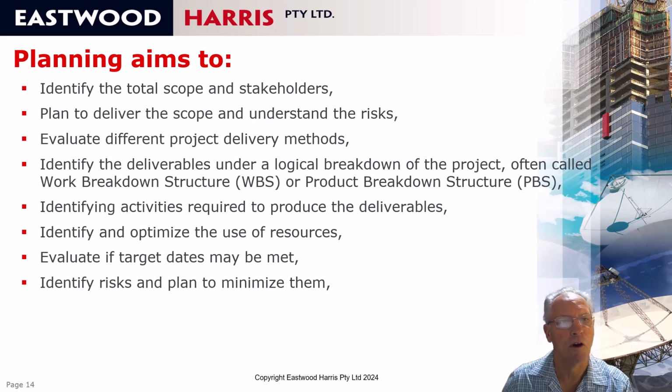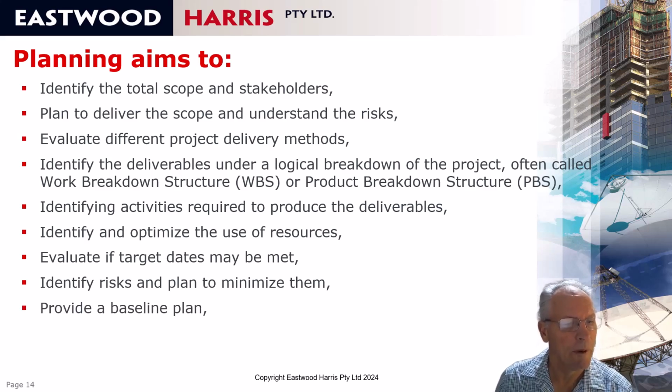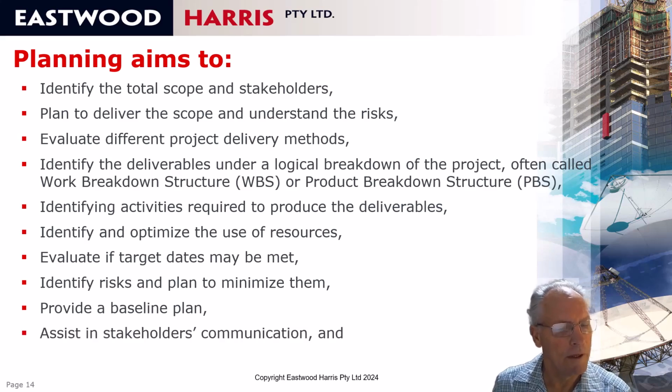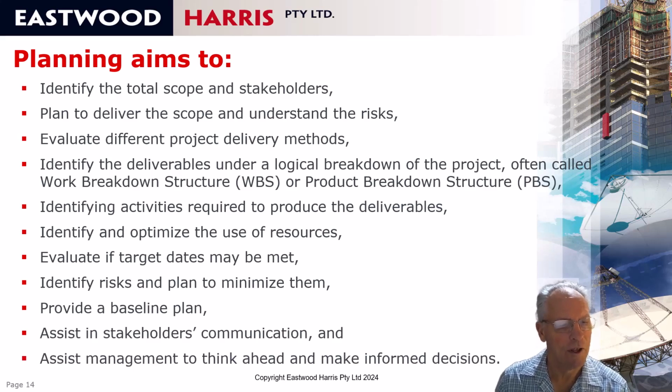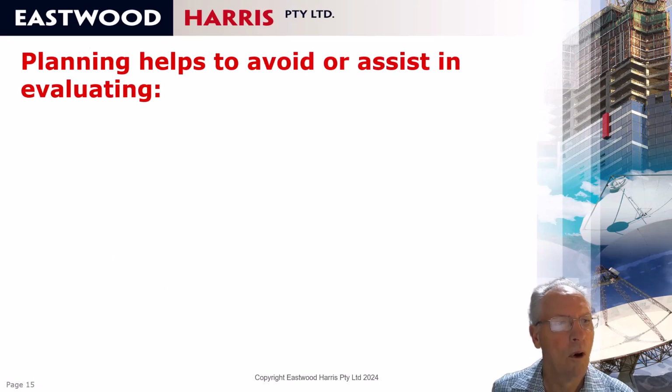During the process of developing the project scope, you might identify risks, and therefore you will have risk mitigation plans which will add additional scope to the project. Then you should be able to provide a baseline, which is a copy of the original project against which you measure progress. Then the program can be used to assist in stakeholder communication and assist management to think ahead and make informed decisions. What does planning a project properly help to avoid or assist in evaluating?